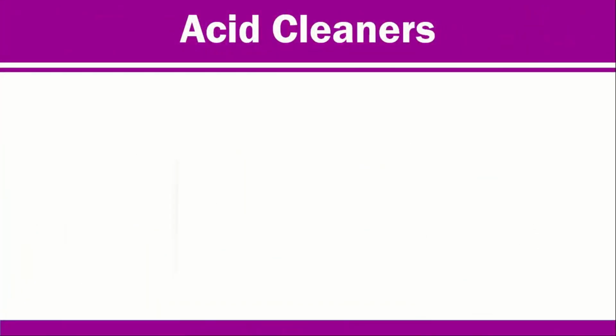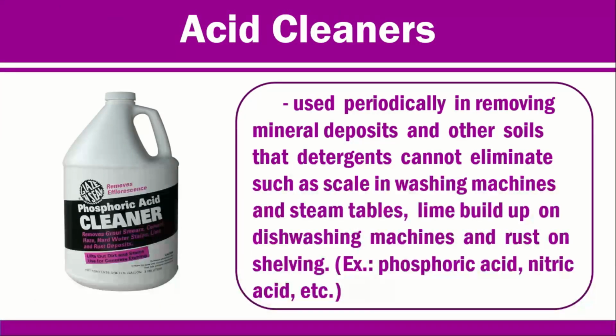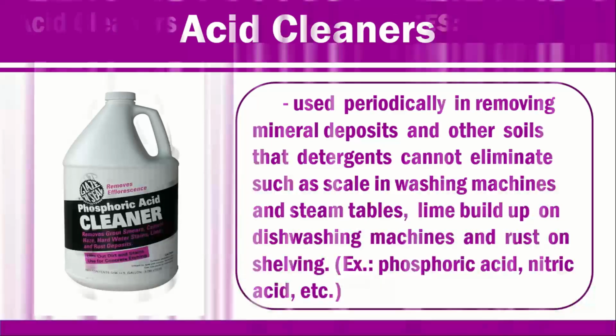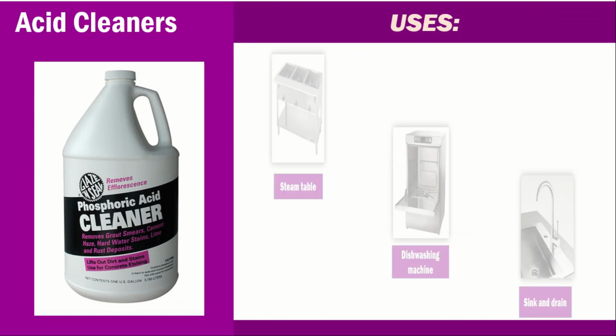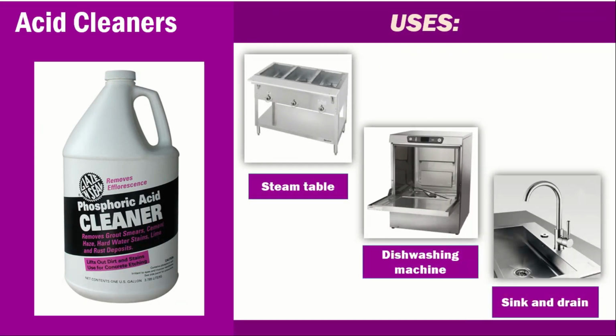Next is acid cleaners. They are used periodically in removing mineral deposits and other soils that detergents cannot eliminate, such as scale in washing machines and steam tables, lime buildup on dishwashing machines, and rust on shelving. Examples are phosphoric acid and nitric acid. Acid cleaners are used to dissolve hard water deposits, remove mild rust stains, and eliminate soap film from around the sink and on shower doors. They are useful in removing tarnish from brass and copper. Acid cleaners are used for cleaning steam tables, dishwashing machines, and sinks and drains.